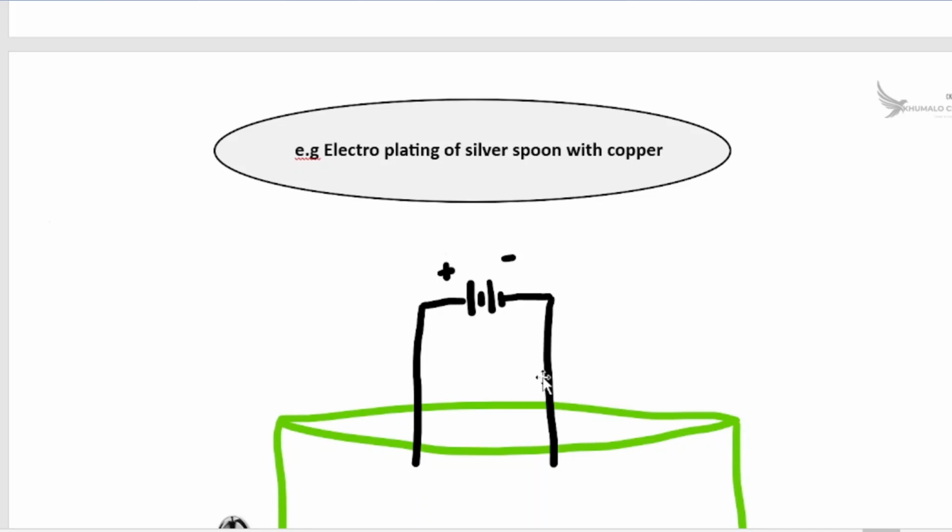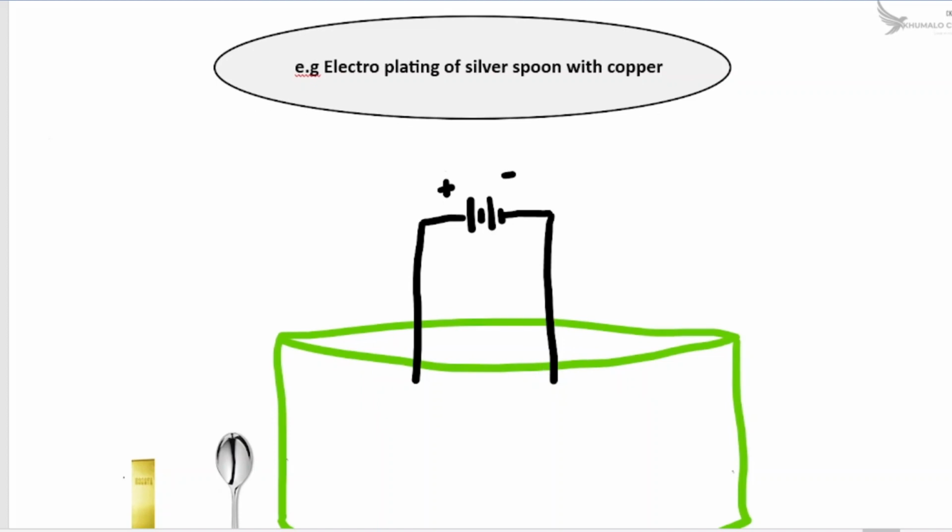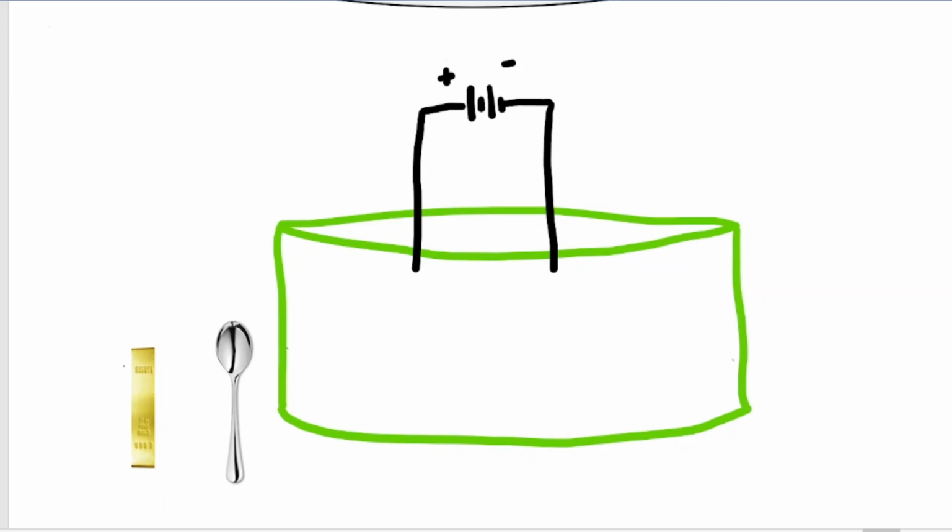For example, electroplating of a silver spoon with copper. This is an example of electroplating of a silver spoon with copper. Right. Let's look at this cell. Let's say I want to change that silver spoon into copper. Why? Because maybe copper looks nice.